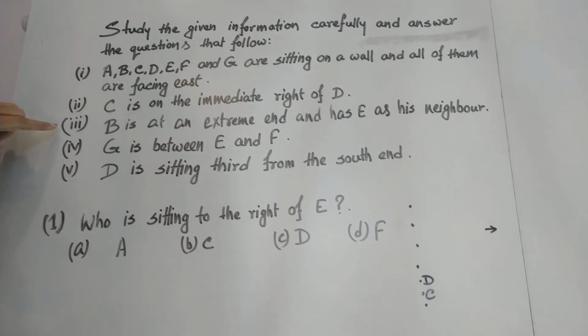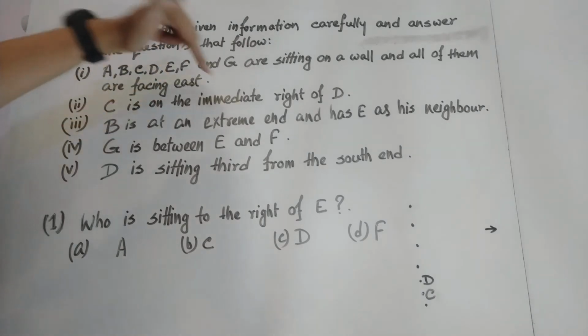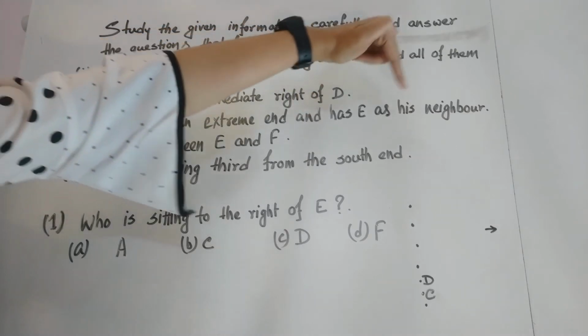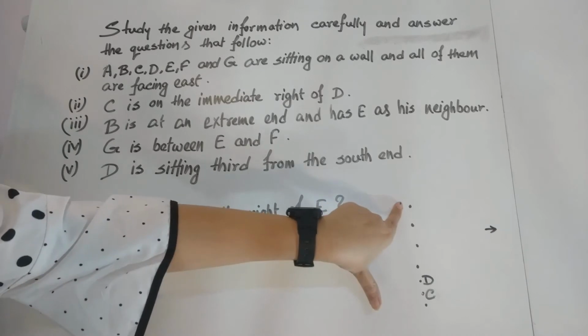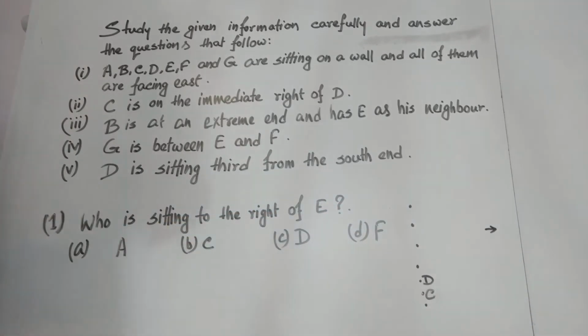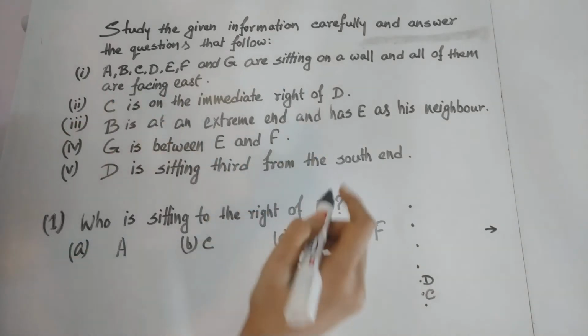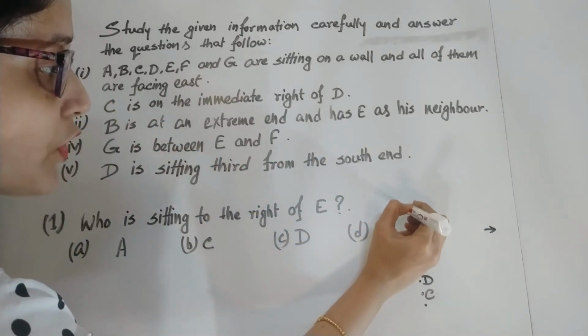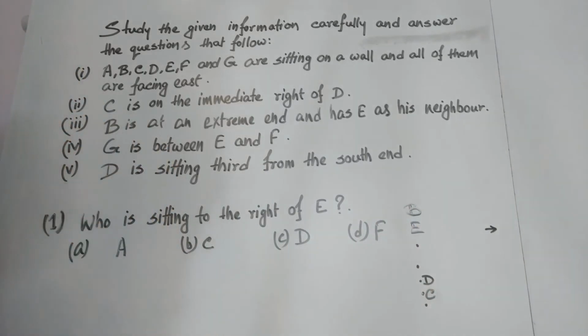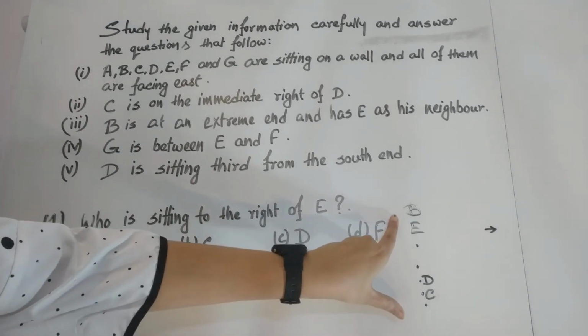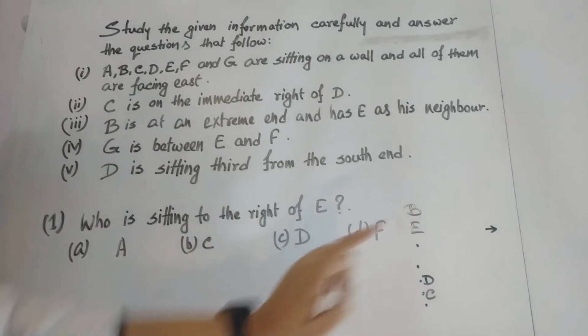Now, from the third clue, what we can see? B is at an extreme end and has E as his neighbor. Now, B can be in the north end also, in the south end also. So, if B is in the south end, then E cannot be his immediate neighbor because C is already there. So, B has to sit in the extreme north position and E will be his immediate neighbor. So, from here we can derive the positions of B and E.